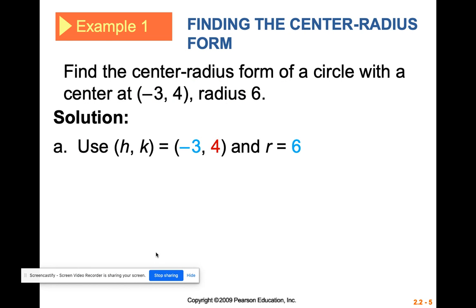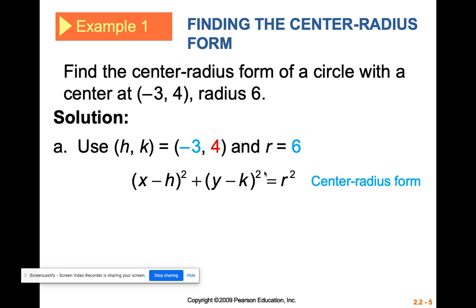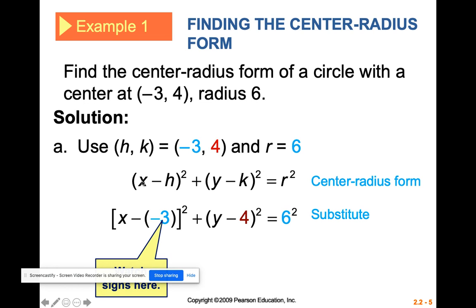So here's an example of how we find the center radius form of a circle. We're going to write the equation with the center at (-3, 4) and a radius of 6. So what this is telling us is that our x-coordinate is -3, so our h value is -3. Our y-coordinate is 4, so our k value is 4, and our radius is 6, and now we just replace stuff in our circle equation. x never gets replaced, y never gets replaced, but we replace h with the x-coordinate, we replace k with the y-coordinate, and replace r with the radius.